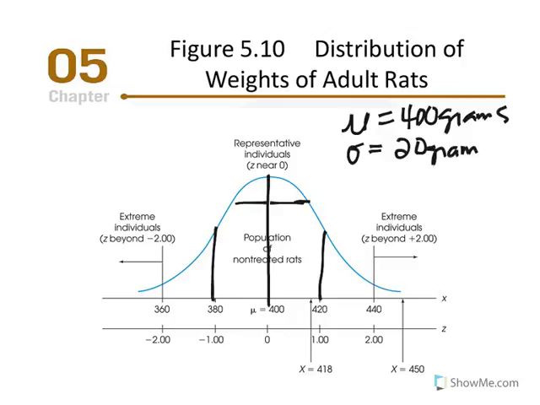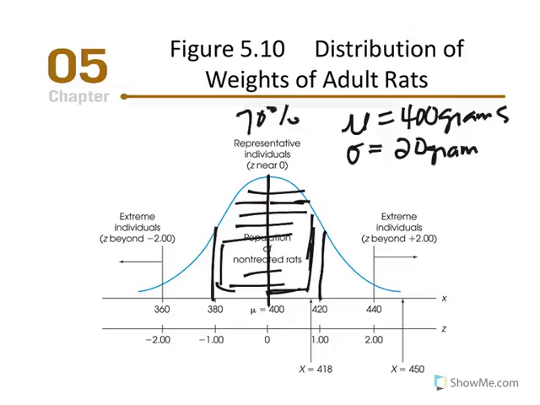So again, the majority, or 70%, of adult rats are going to weigh between 380 grams all the way to 420 grams. So that's where most adult rats weigh. That's the range, the normal range. Again, the majority at 400 grams, but there's some deviation. Within that deviation, we have approximately 70% of rats weighing between 380 and 420 grams.